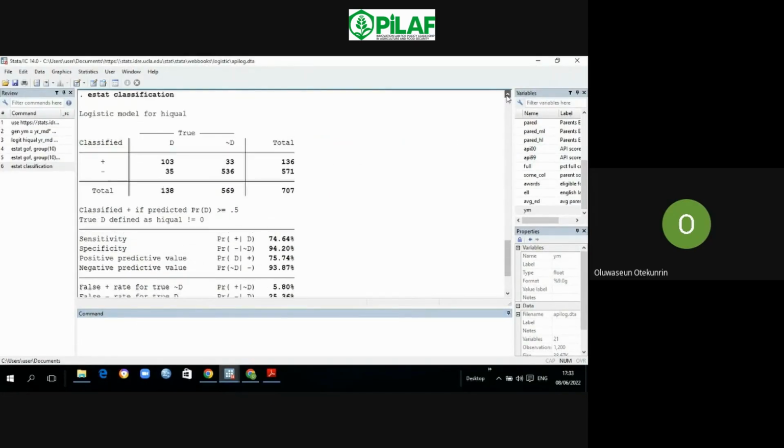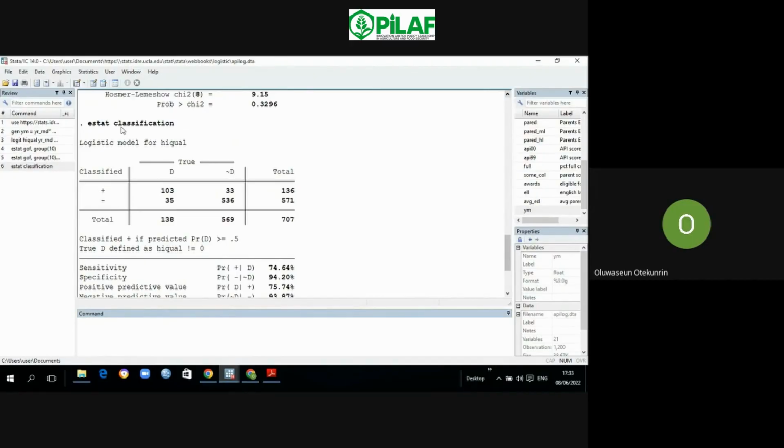First of all, you see the command, estat classification. After that, you see that classification table. You can see true, classified. Then you see D, then the other type. If you check the interpretation, you see classified positive if predicted probability for D is greater than or equal to 0.5.